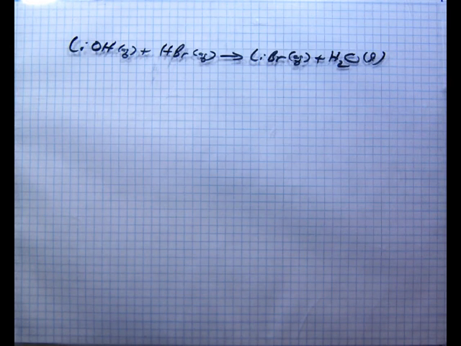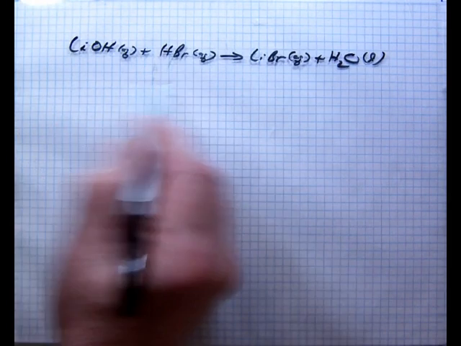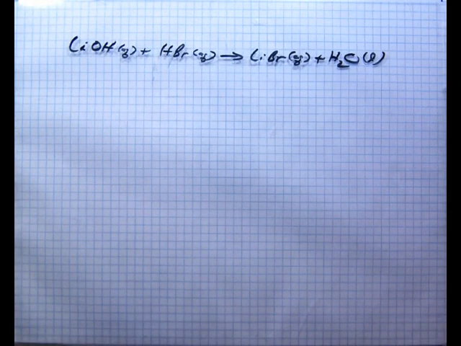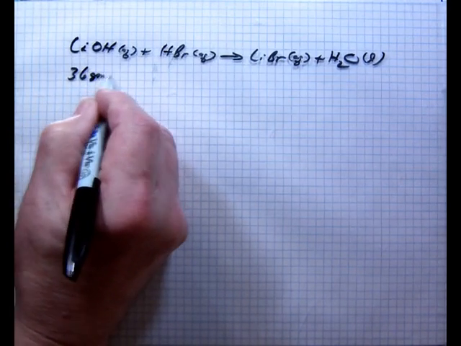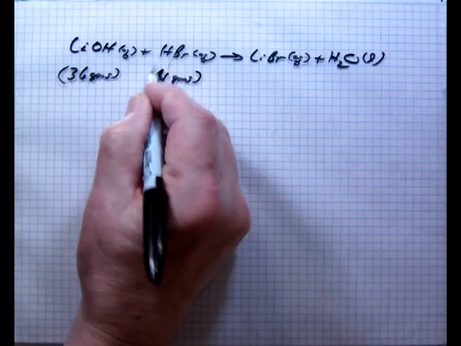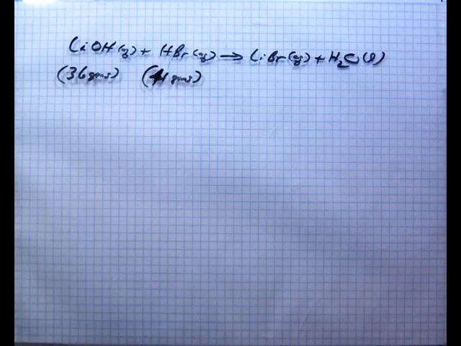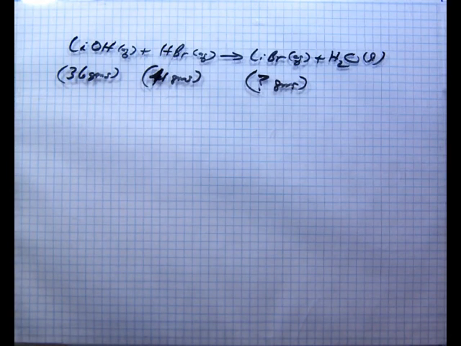Okay, so we take lithium hydroxide and hydrobromic acid and react them together, double replacement, and we make lithium bromide with water, the weak electrolyte being the driving force. Okay, I got 36 grams of lithium hydroxide. I'm going to put in 41 grams of hydrobromic acid. How many grams of lithium bromide are you going to make, and who's the limiting reagent? How much of the non-limiting reagent do you have left over?